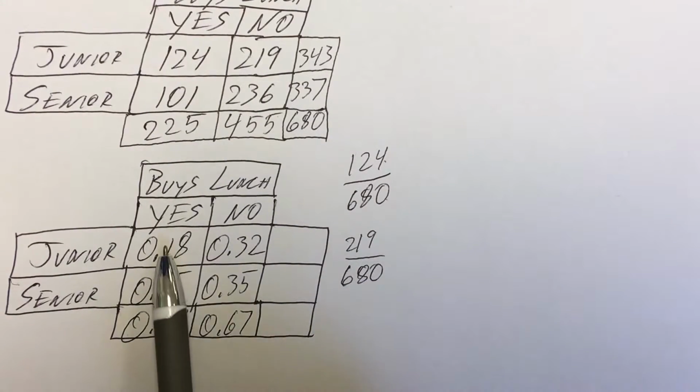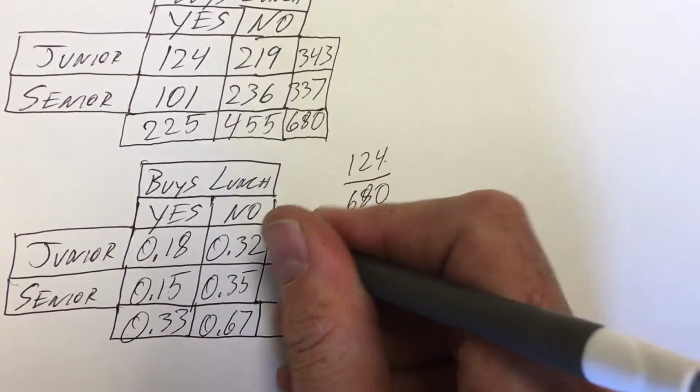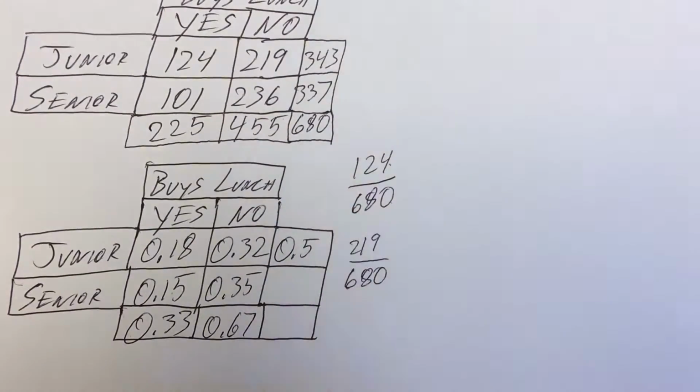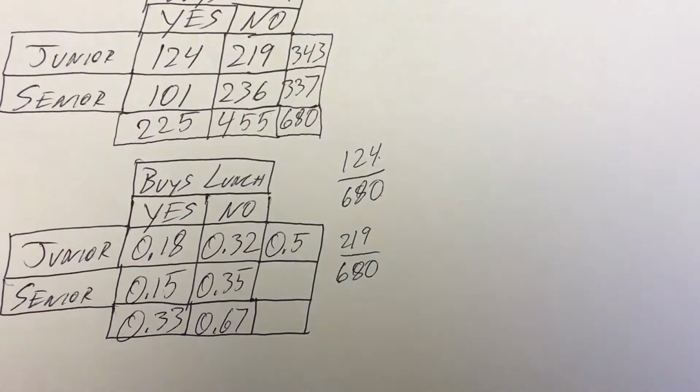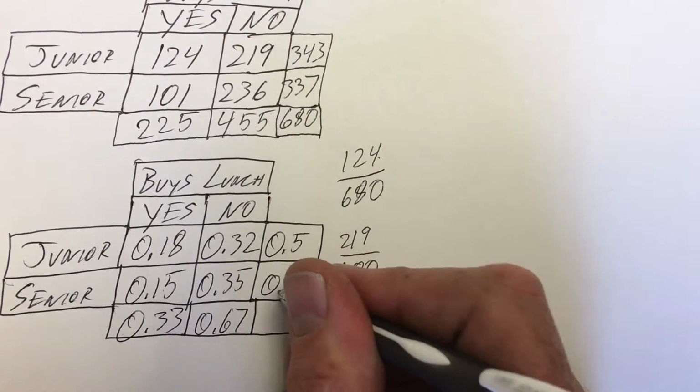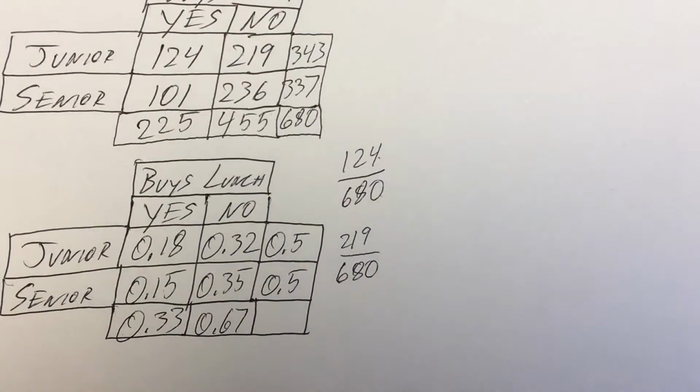Finishing off the two-way table, adding the rows going across, 0.18 and 0.32 would be 0.5, or 0.50. Same thing for the senior row, 0.15 and 0.35 would be 0.5. For the bottom right corner box, we can either add the column going across or the row going across. Again, that value should be the same, and in this case, that value is 1.